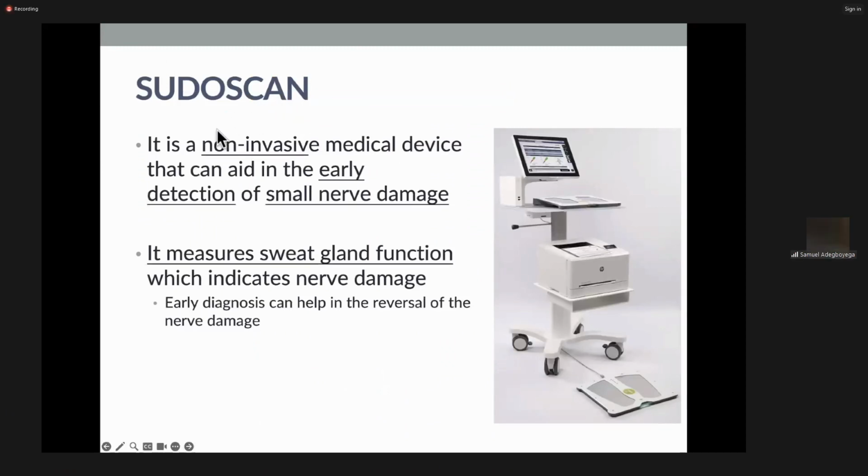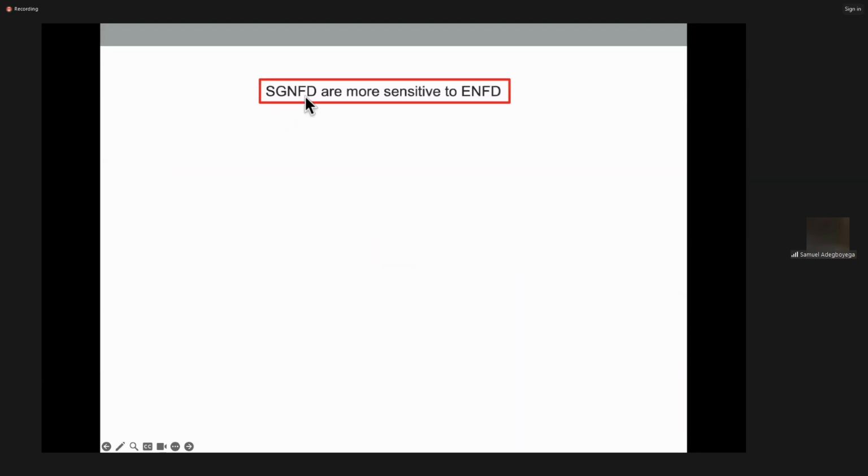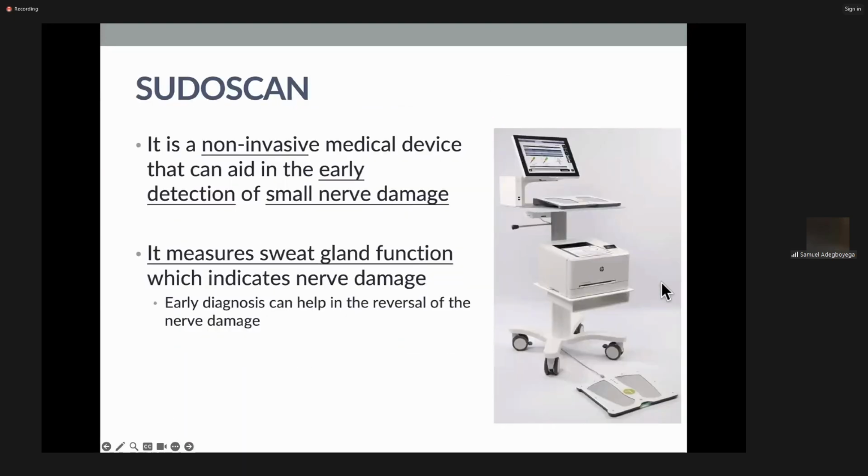Pseudoscan. Okay, this is what it looked like. Pseudoscan is very easy. In my private practice that I used to work in, we used to have this, and it's very, very sensitive. Basically, they'll tell you to take off your shoes and socks, and you put your foot right here, and you put your hands right here. And what this thing is doing is just checking for your sweat gland function. Remember, we said before that your sweat gland is more sensitive than your ENFD, right? So this is pretty much checking for your sweat gland.